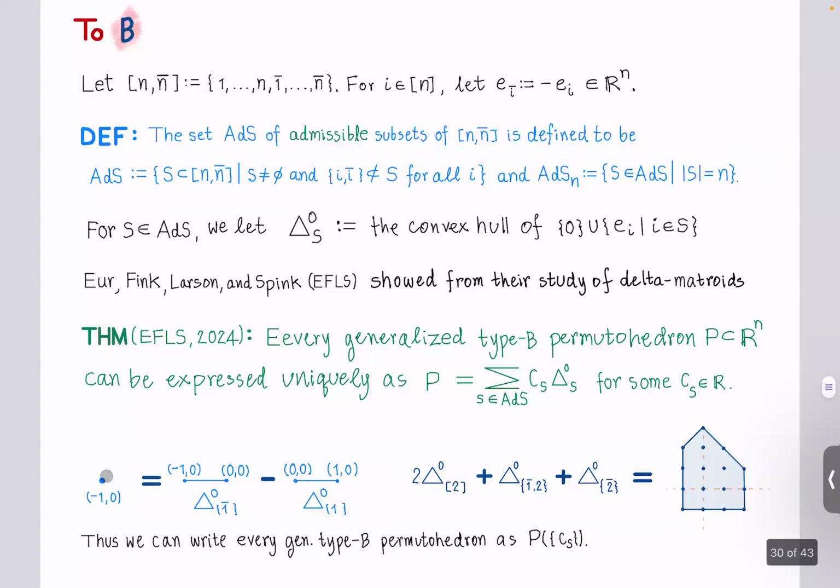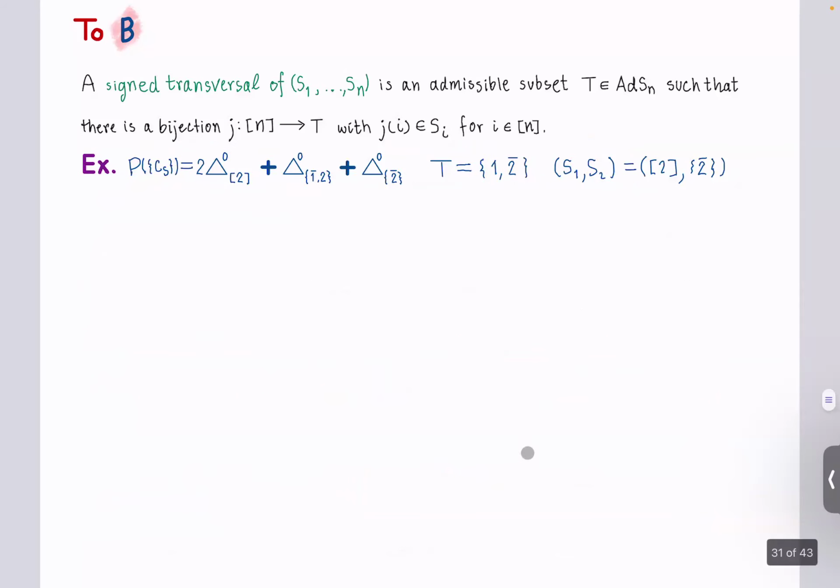For example, a single point here, the point (-1, 0), can be written as this delta of 1 bar and delta of 1, and you get this single point. Or this polytope here, which is a generalized type B permutohedron, is a Minkowski sum of these. And so we can write every generalized type B permutohedron as P of c_S, right? With c_S the coefficients.